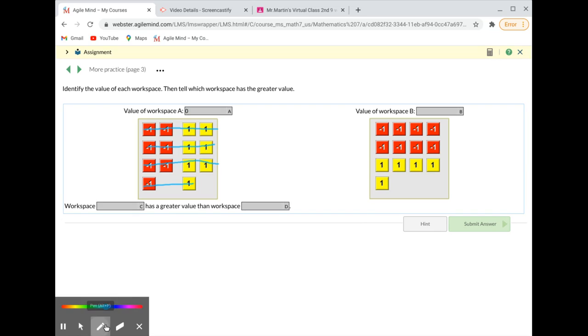What can we do with it? You want to do the same thing? Cancel out some of them? All right, so what are we left with? -3. Great job. So which one has a greater value, Rachel? Workspace A has a greater value than workspace B. Why? Because 0 is closer. Well, that's more than -3. Good.